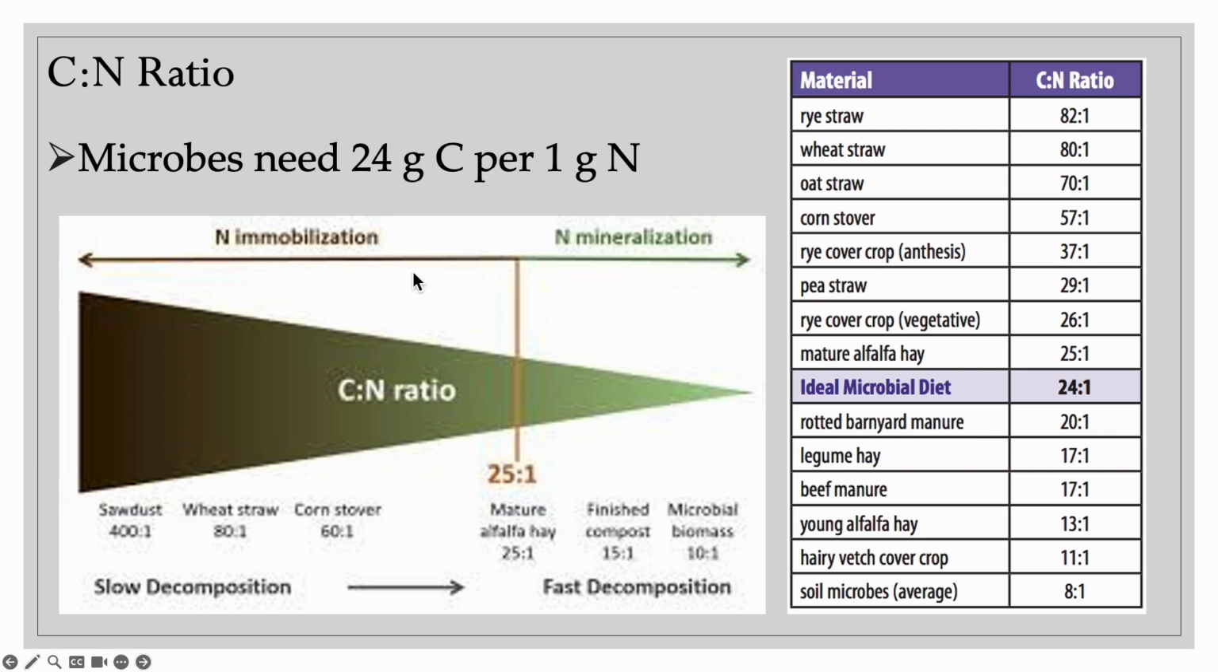Anything on one side or the other is going to result in either net mineralization or immobilization. As we increase the carbon to nitrogen ratio, the nitrogen in the soil is not available to the microbes. It's not available to the plant because the microbes need it. If we have plants that decompose very quickly, that nitrogen will be released into the soil. So here we are with our ideal microbial diet, and anything below this is likely to result in a net mineralization, or we're going to get a nitrogen credit.